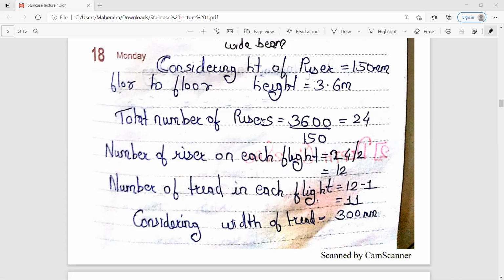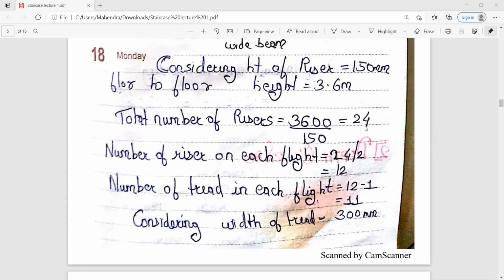So the total number of risers will be equal to 3600. You need to convert this floor to floor height in mm. So 3600 upon 150, that is the height of the riser. You will get the total number of risers as 24. Total number of risers mil gaye.